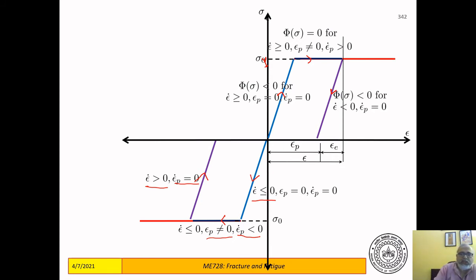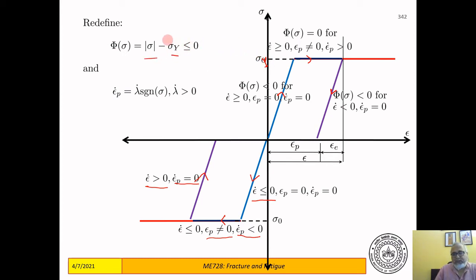And how do I put all this together? To do that, I'll have to make a small modification to my phi function. So we will redefine phi as mod sigma minus sigma y. If I define it like that, phi will be less than 0 in this part, phi will be equal to 0 in this part, and phi will be less than 0 in this part, exactly like this part and this part. So this modification, defining phi to be always less than or equal to 0, explains the behavior all over the compressive as well as the tensile regime.